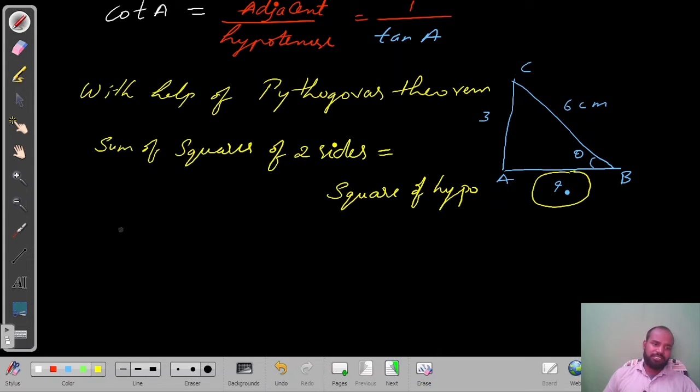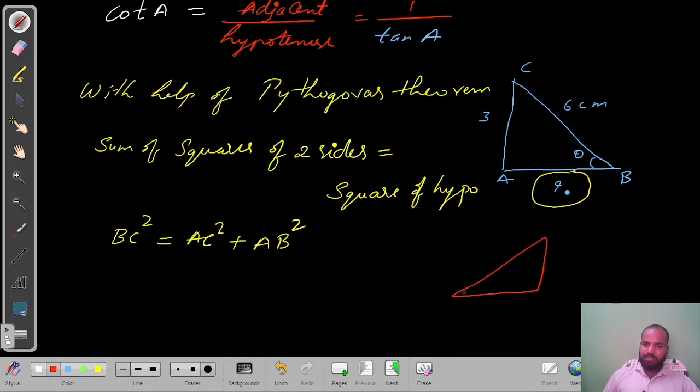BC is the hypotenuse, right? So BC square is equal to, what can we write here? BC square is equal to AC square plus AB square. Yes or no? If your triangle is different, we can write one more like this also. See now, suppose you take the right angle like this. So now this is A, B, C.